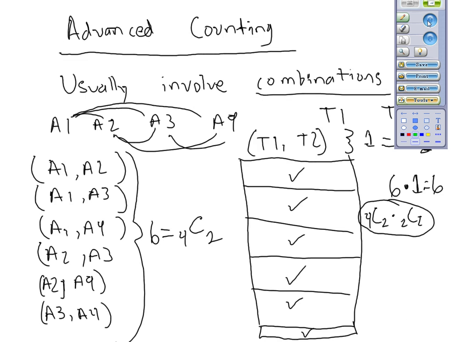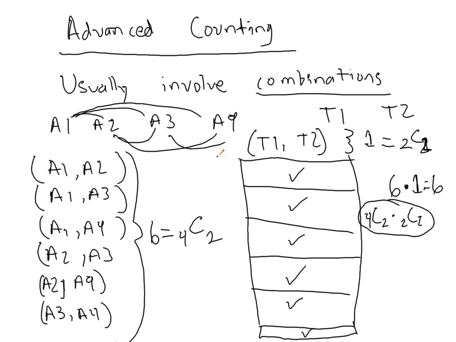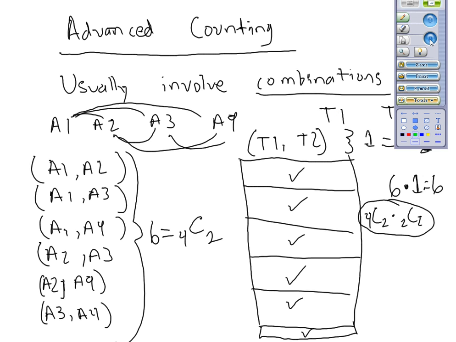The idea here is pretty much the same as what we've been doing all along, except now we're multiplying combinations together. We're looking for the number of orderings here times the number of orderings here to give us our final answer.